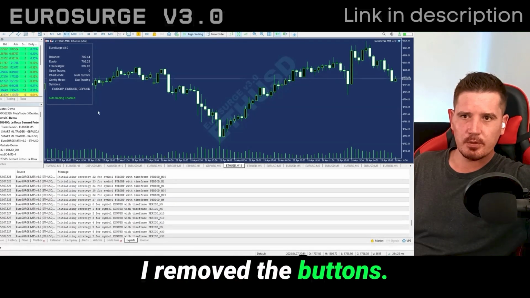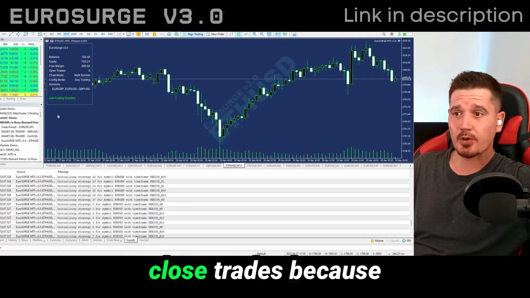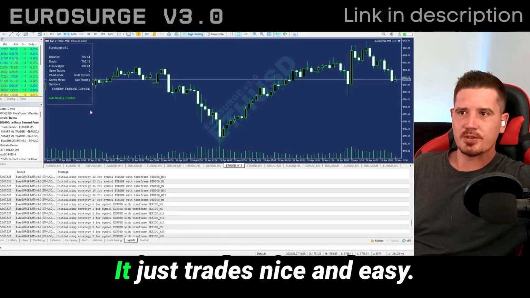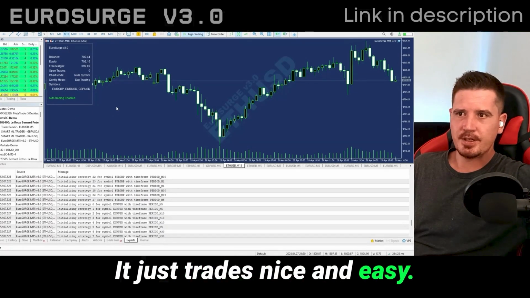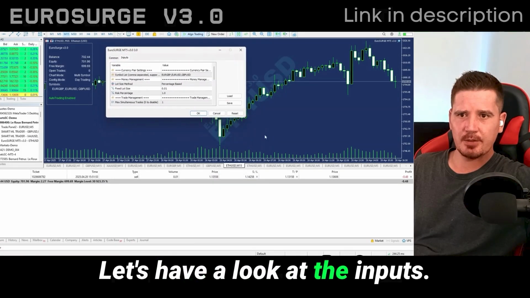I removed the buttons. We no longer have buttons, no longer have key levels. You no longer need to close trades because it no longer hedges. It just trades nice and easy, takes its time, and makes very consistent profit. Let's have a look at the inputs.